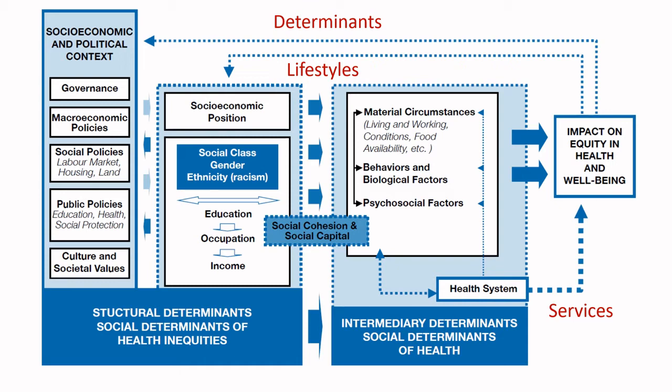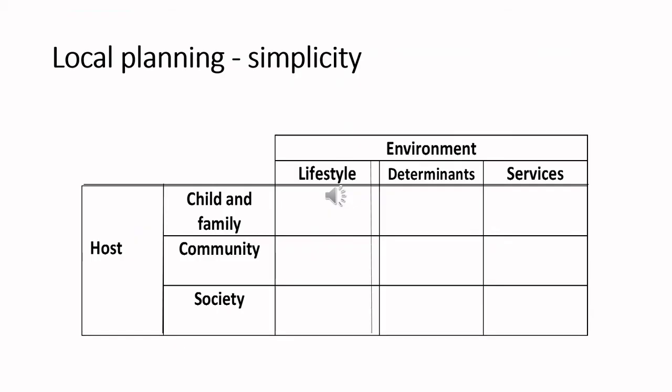So, for example, improving school readiness requires a national investment translated into quality preschool childcare, local support for vulnerable families, and home-based literacy programs involving parents. This complexity can be reduced to a tabular form when planning local services. In this example, interventions relating to the child, the community or the society are on the vertical axis, with positive and negative interventions relating to lifestyles, determinants or services on the horizontal axis.